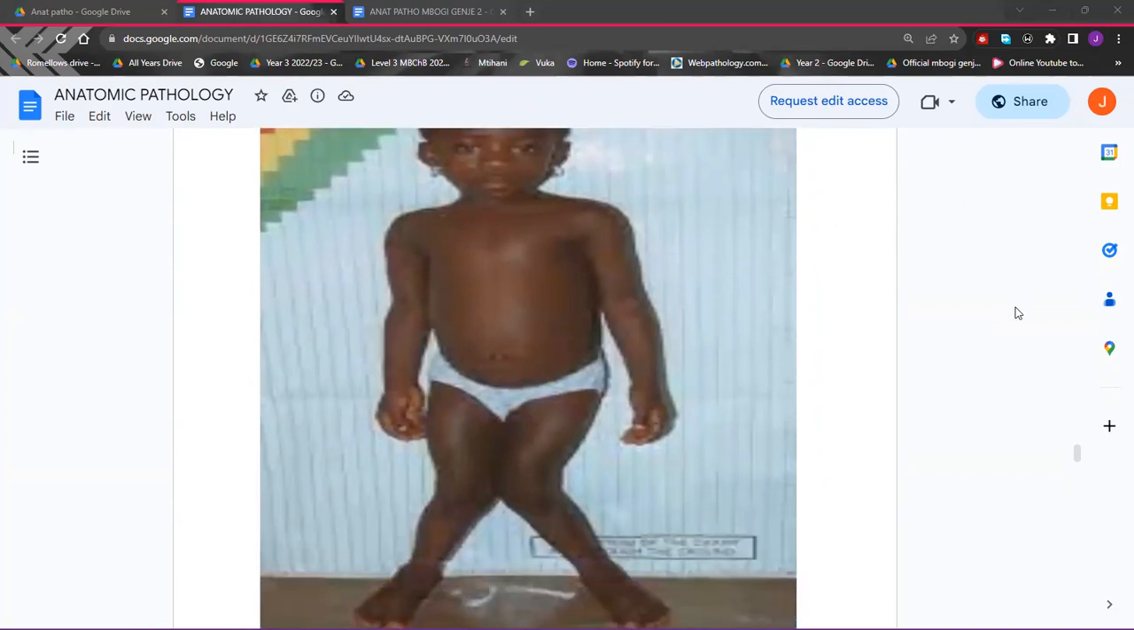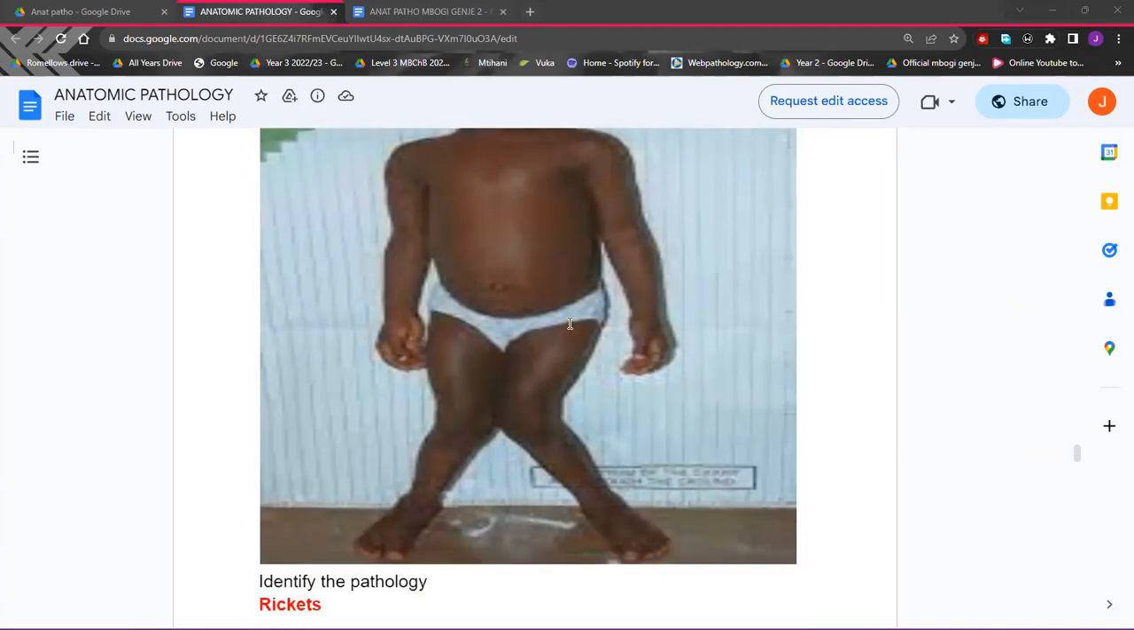Here we have a child with bow legs facing each other. Now, what do you think the pathology could be? Polio? Can we try? Yes, that's right, rickets. Exactly. What is the pathophysiology of rickets? How do we come about and get rickets? Exactly, you have a vitamin D deficiency.